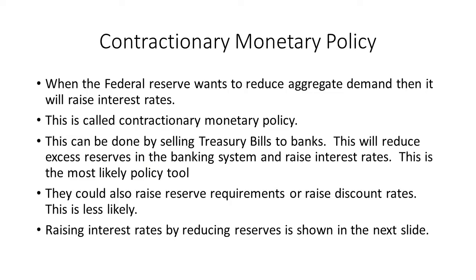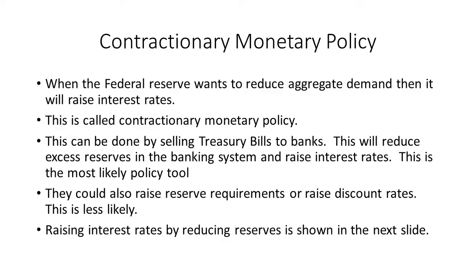What about contractionary policy? Well, when the Federal Reserve wants to reduce aggregate demand, then it will raise interest rates. This is called contractionary monetary policy. This can be done by selling Treasury bills to banks. This will reduce excess reserves in the banking system and raise interest rates. And that's going to be the most likely policy tool. Why? Because reserve requirements and discount rates, which could be used, are just not likely to be used because, again, discount rates are weak and reserve requirements are way too strong.